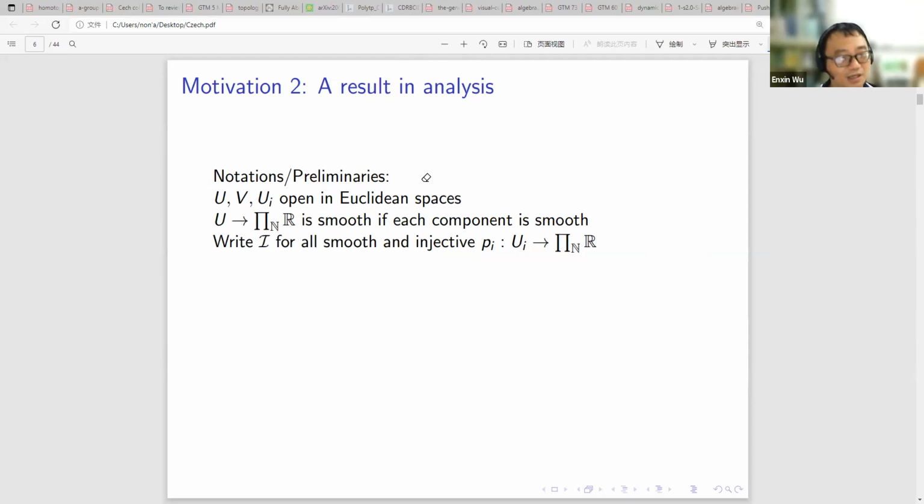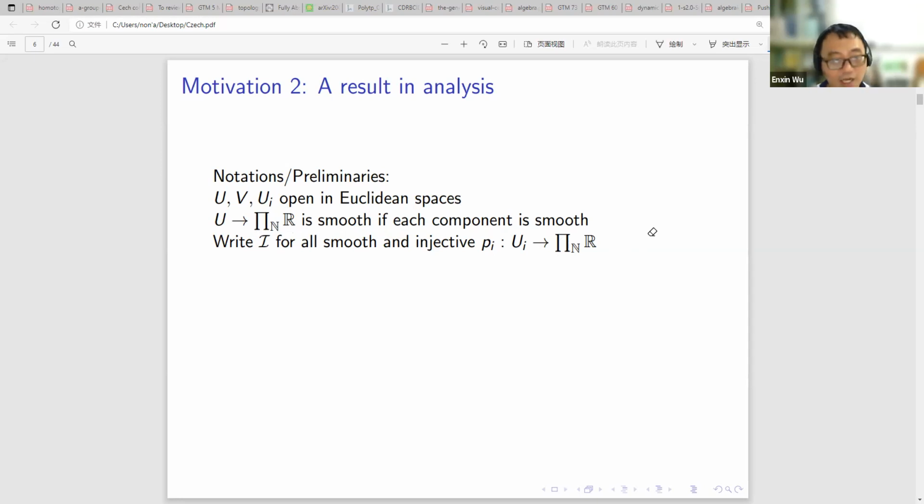So let me just make some notations first. Let U, V, and U_i be open subsets in some Euclidean spaces. They could be in different Euclidean spaces. Let a map from U to the countable product of R be called smooth if each component is smooth. And we write I for all the smooth and injective maps from U_i to the countable product of R.